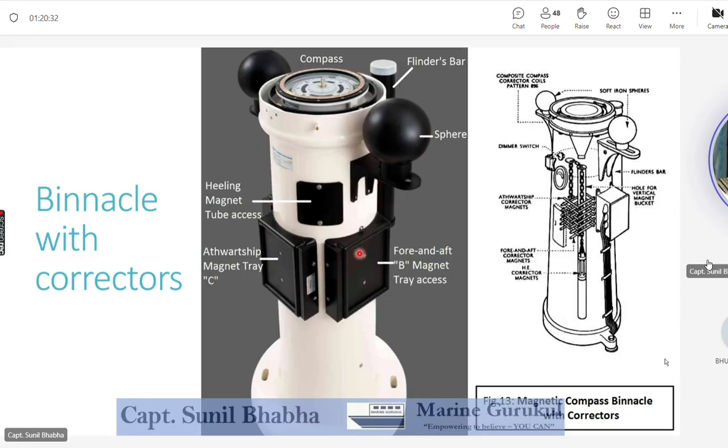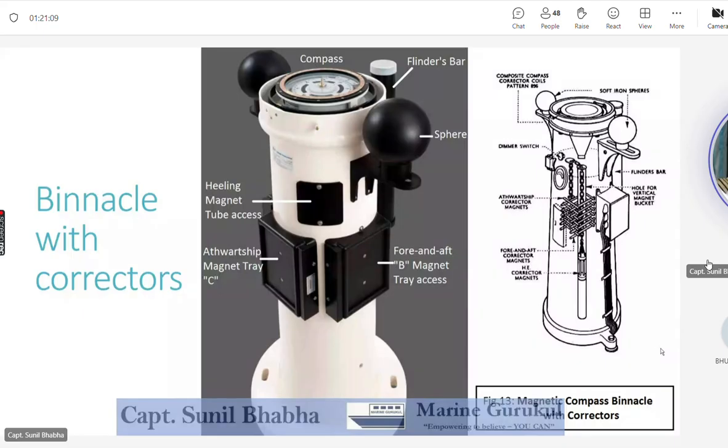So when you open this plate, you will have access to these magnets. Now you can see these magnets here. These are the fore and aft magnets. You see this is the pipe which is going down, the periscope pipe. Also you see a small bucket hanging with a chain. This is known as a heeling error bucket. So this is how the corrector magnets are placed to correct coefficient B, permanent B.